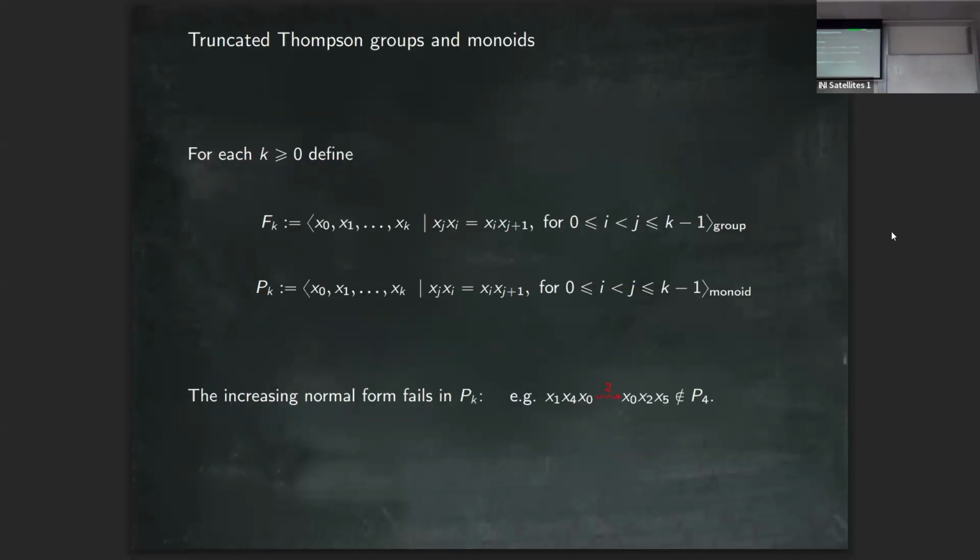Okay, so we decided to go with a few generators. For each k, you truncate the presentation at k. Same presentation, but now you have to stop when it doesn't make sense. You don't apply the relation anymore. You have a group and a monoid.